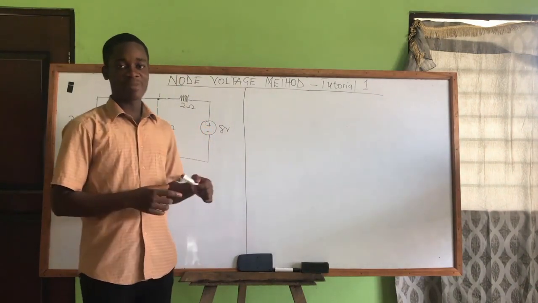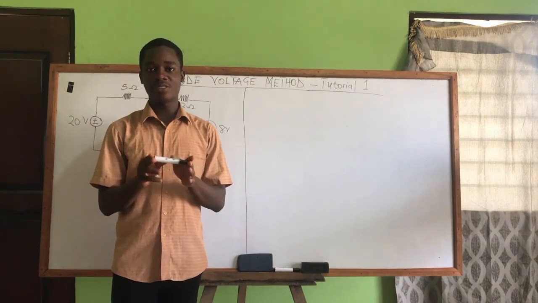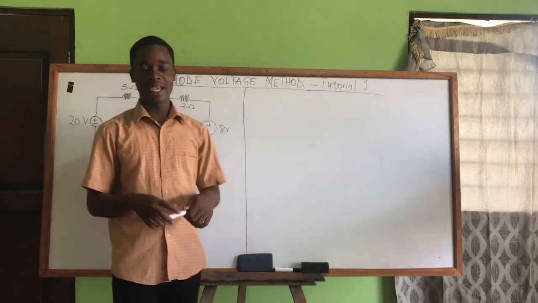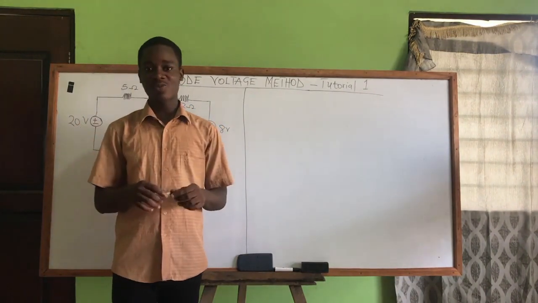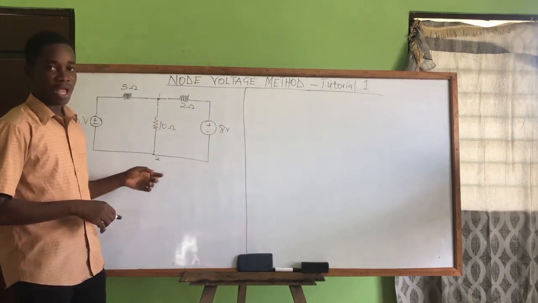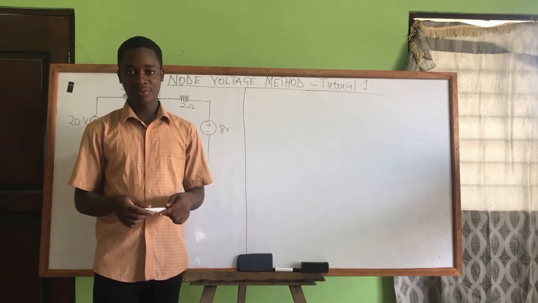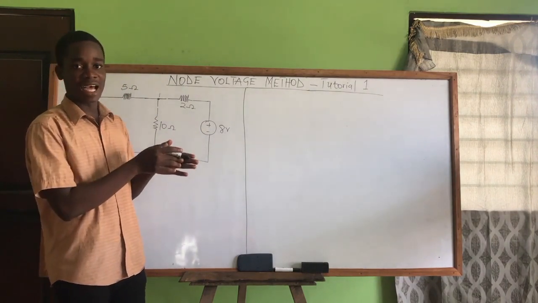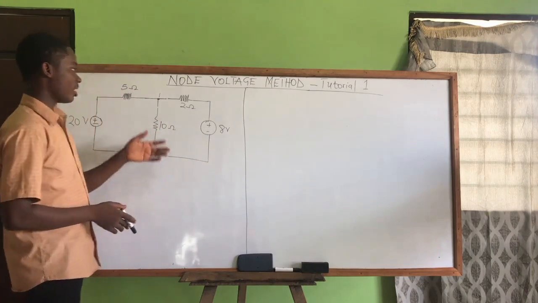For us to use this method, we have to set one of the nodes to be the reference node. After identifying your number of nodes, there can be 3, there can be 4. After you see the number of nodes that you have, set one of them to be your reference. So between 1 and 2, we are going to set one of the nodes to be our reference node. If that node is our reference node, it means the voltage at that node is 0.